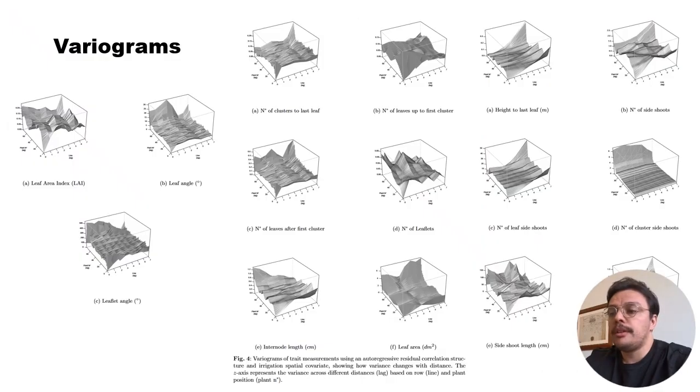Here are the variograms obtained by the autoregressive correlation structure. What we expect here is an increase of variance across distance. The x and y axes display the distance between individuals, and the z-axis shows the semi-variance of the traits. So here we have most of the traits fitting the expected results.